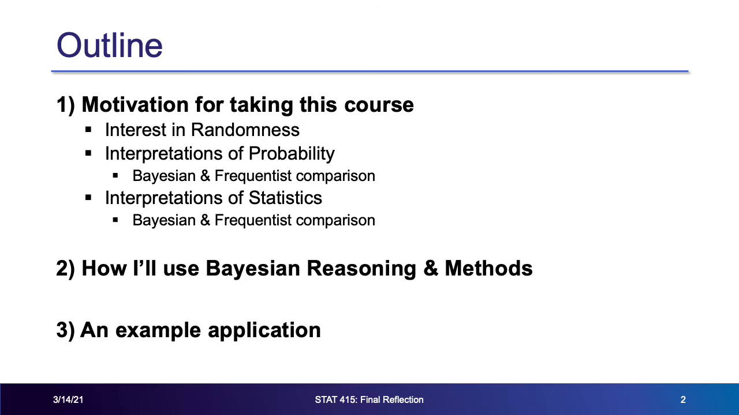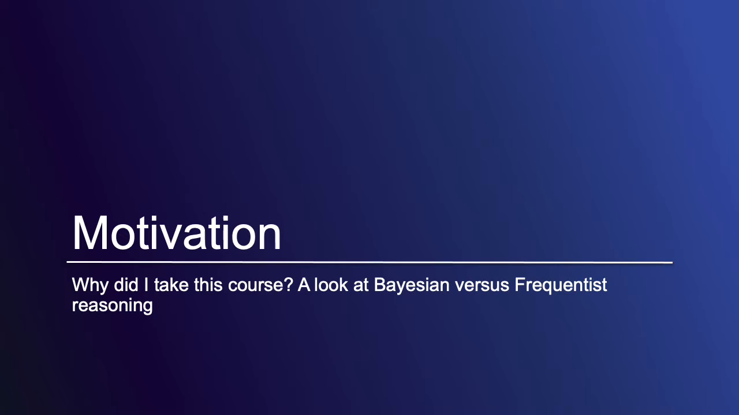In this presentation, I'll talk about my motivation for taking this course, specifically my interest in randomness. Then I'll compare Bayesian and frequentist methods, reasoning, and interpretations of probability and statistics. Then I'll talk about how I actually plan to use Bayesian reasoning and methods. And then in the next video, I'll discuss an example application of Bayesian reasoning.